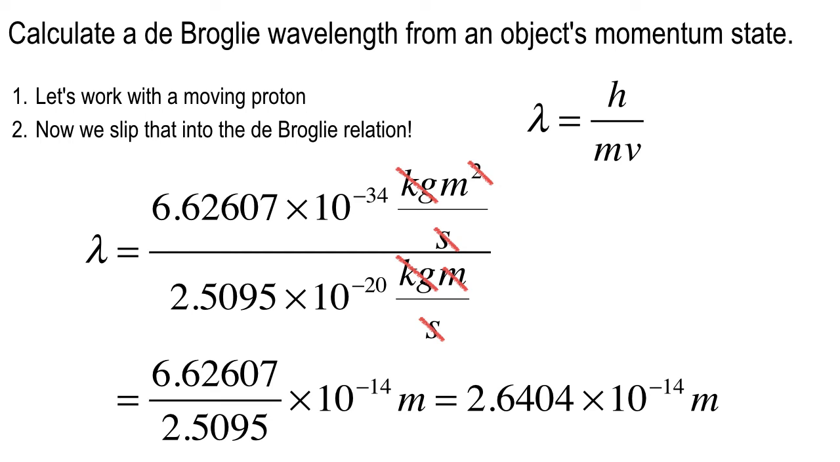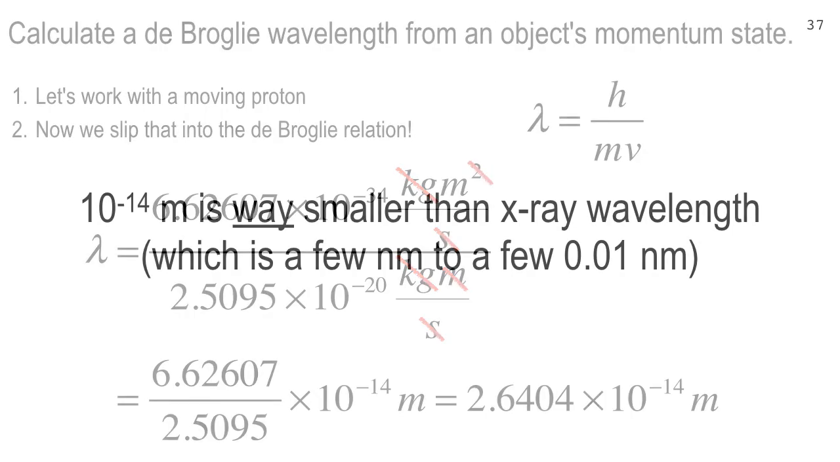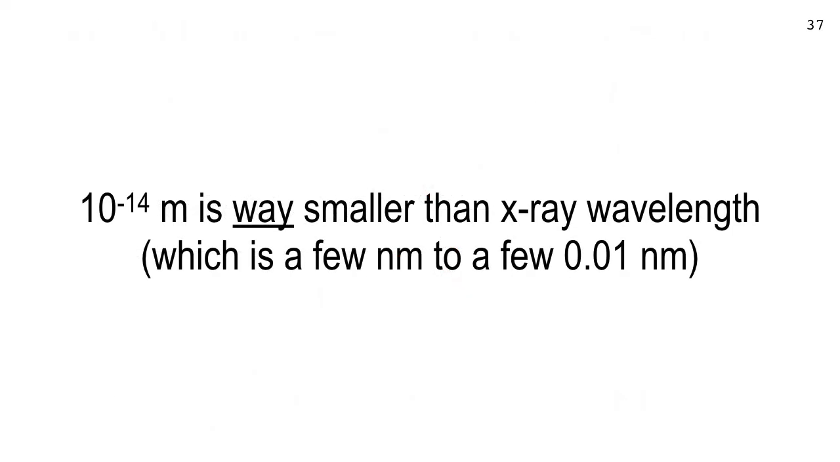Here's what I want to mention to you. That 10 to the minus 14 meters is way smaller than an X-ray wavelength. X-rays are a few nanometers, maybe a few hundredths of a nanometer. Those are good for big things like DNA molecules and other molecules. But for a proton itself, you need a much smaller probe. We think protons have a structure, we're pretty sure they have quarks, but it's very hard to get pictures of that.